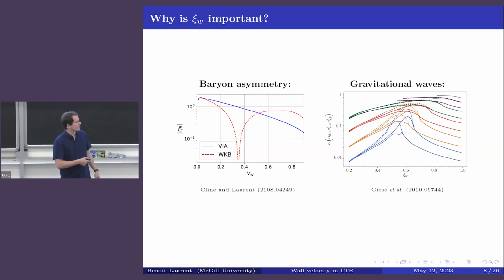And in both cases, we see that it's actually quite important to know the wall velocity to have a precise prediction. And on the right-hand side, we have the prediction for this kappa factor here, which is essentially the ratio of energy which will be dissipated as sound waves after the phase transition. And so to have a large gravitational wave spectrum, we want this kappa to be as high as possible. And again, we see that it depends a lot on the wall velocity. So that's why we really need to know quite precisely what the wall velocity is, or at least have a basic idea of what it is.